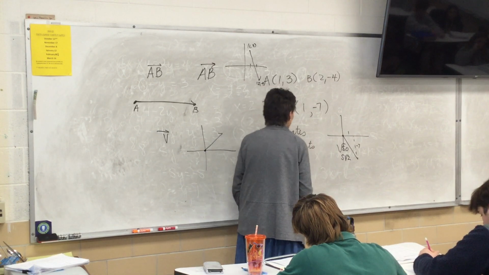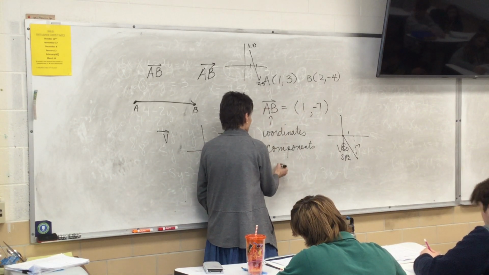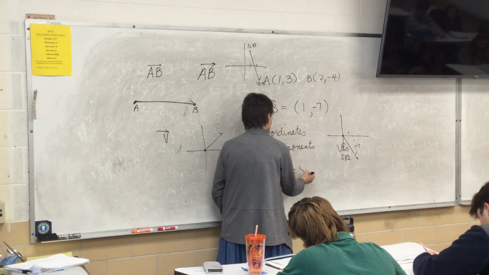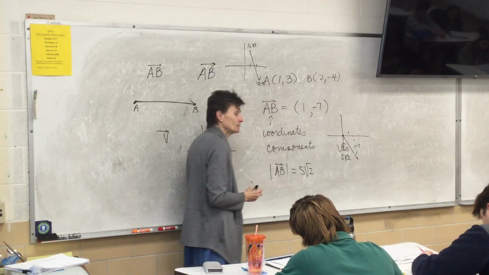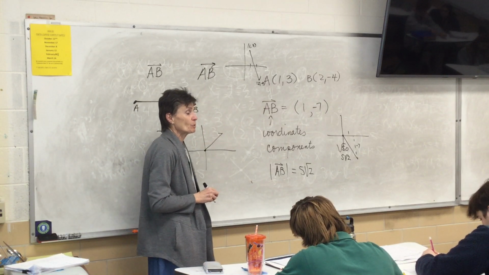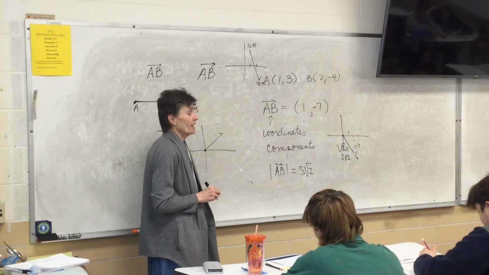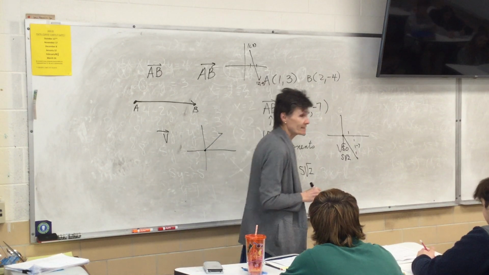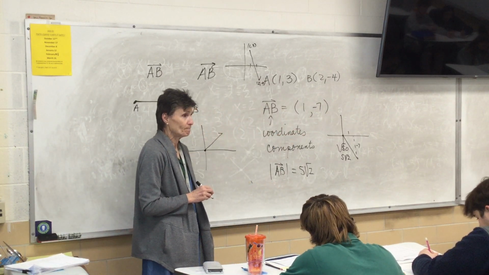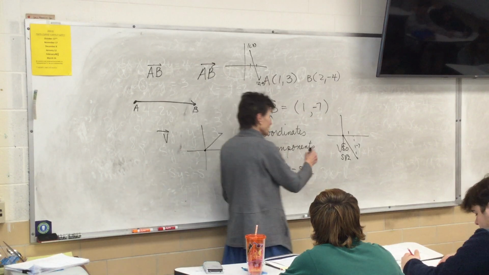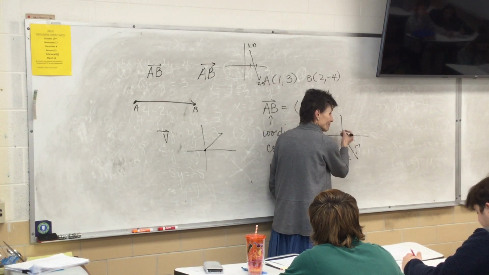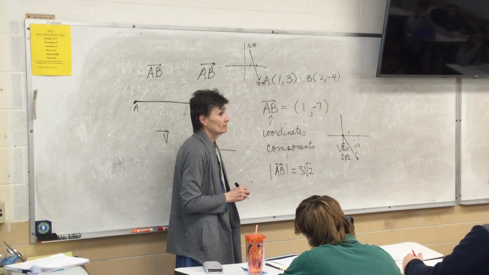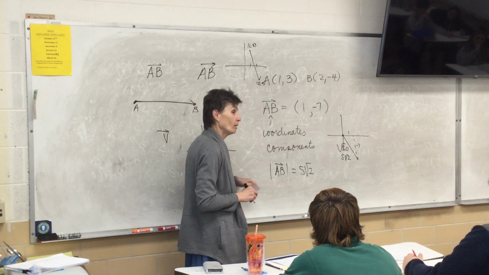So let's talk about, first of all, notation. The absolute value notation is how we describe magnitude. And that makes sense to you because when you were a freshman in Algebra 1 and you talked about absolute value, the absolute value of a number was its distance from 0 on the number line, right? So what do we got here? The absolute value of that vector is its distance from the origin in the coordinate plane. That's the absolute value. We call it magnitude.